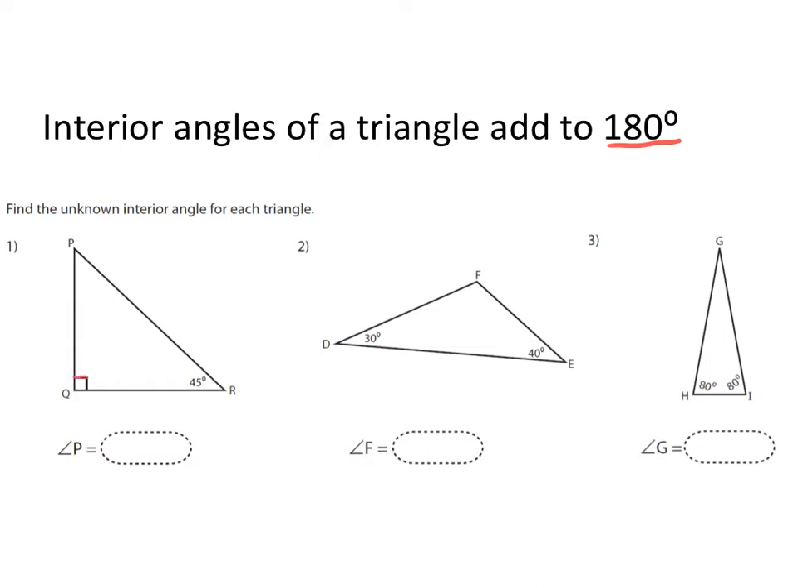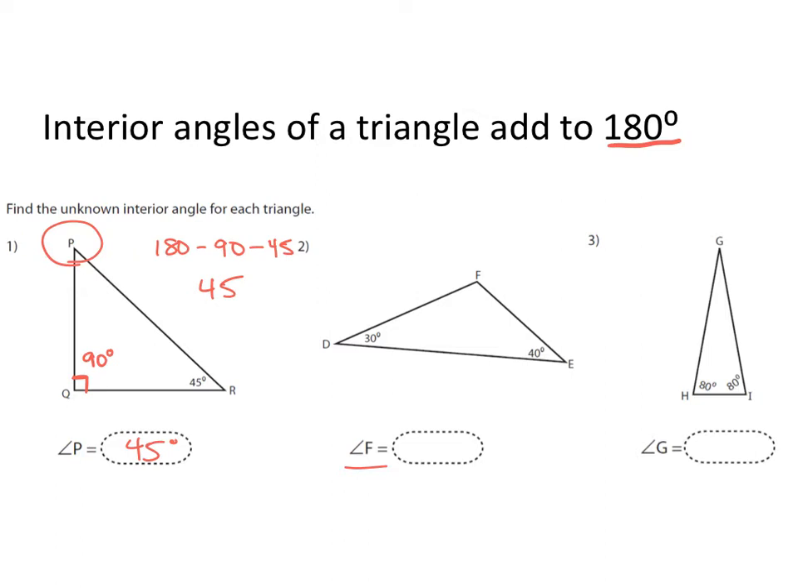Remember, this symbol here represents a right angle, which means 90 degrees. So for this triangle here, I would go 180 minus the 90 minus the 45 to find missing angle P. And if I plug that into my calculator or use my mental math, I know that angle P would be 45 degrees.